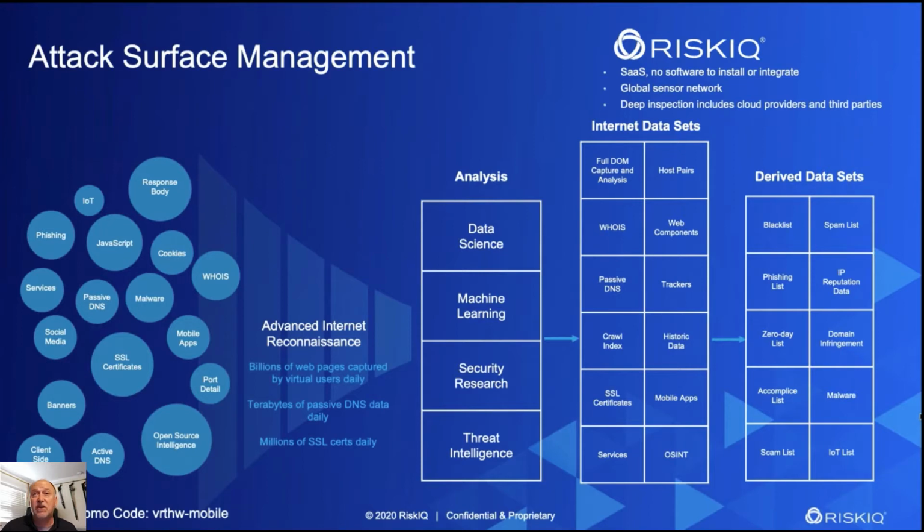So it's even faster. When that comes in, we can pull out all the different data elements because we're collecting this. It's not a feed. So the whois, the passive DNS, the crawls, the mobile apps, the certificates that we see, the services, all that stuff comes in, and those are our internet data sets. And then we have derived data sets. Now these derived data sets might be a list, like give me all the newly observed domains that you saw today, or anything that is a 0 day, or an accomplice list, which means you're hosting something or referencing something that's bad. Scam lists, IoT lists, we have all these different types of things as well.